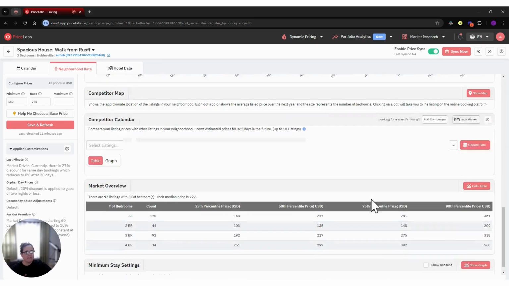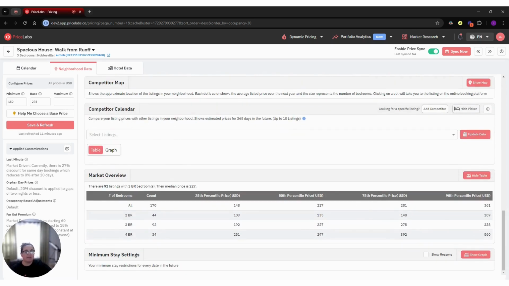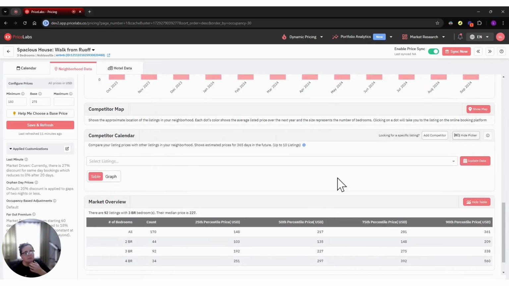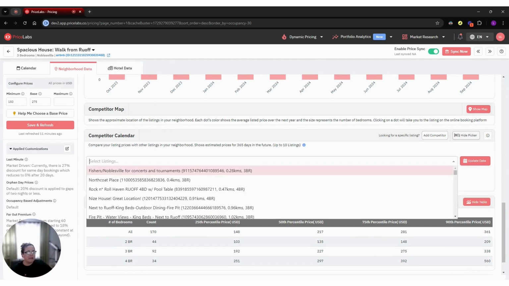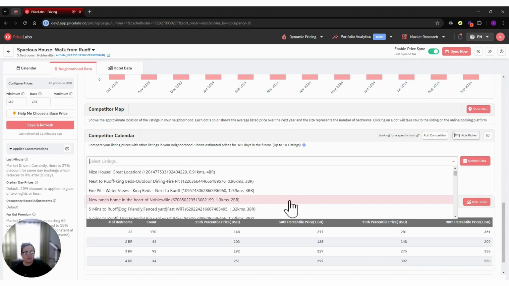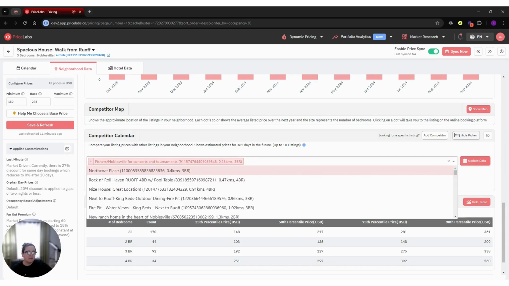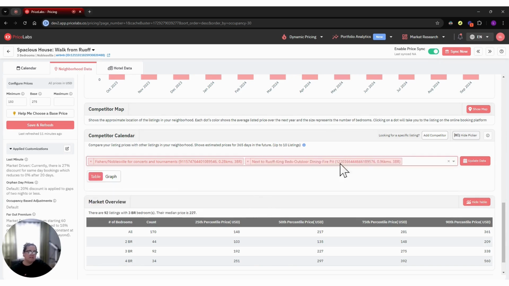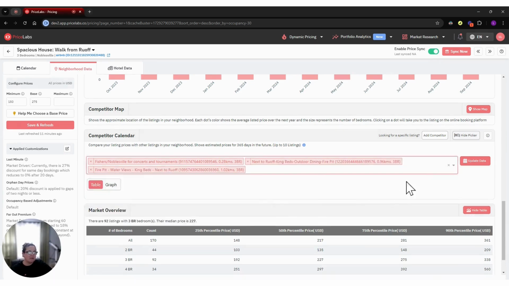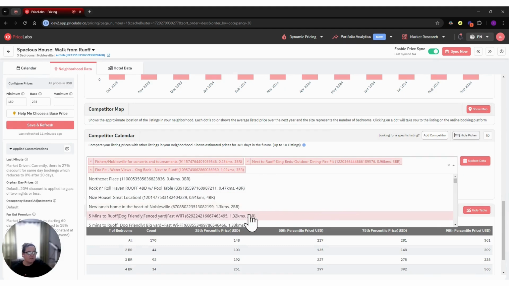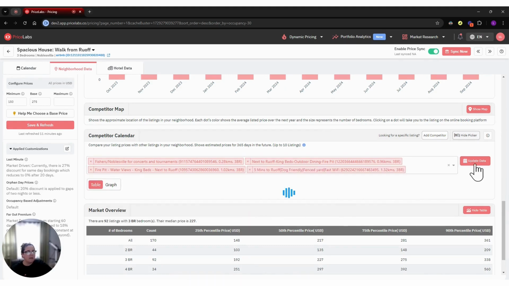And then finally, I'll go down to our competitor calendar. So this is super duper useful in a number of ways. What this allows you to do is select a couple of competitors around you to compare your calendar to theirs. For example, I know this unit off the top of my head. I know that this is a direct competitor of mine. So I'm going to go ahead and see what they're doing. I'm going to go ahead and select a couple of other units that are other 3 bedrooms around me as well. And then I'm going to hit update data.